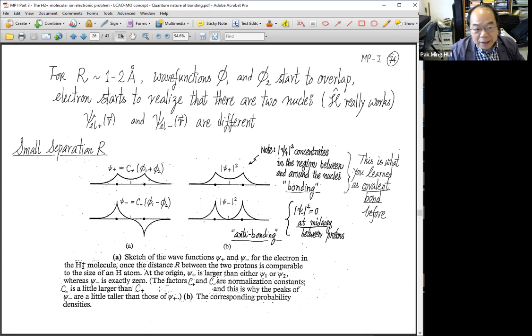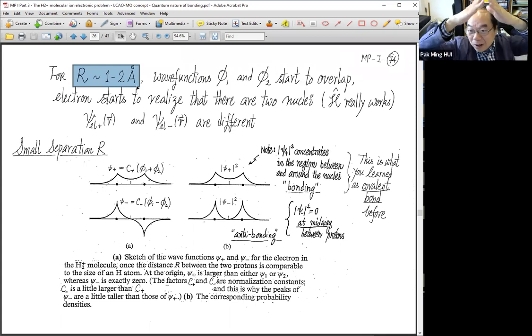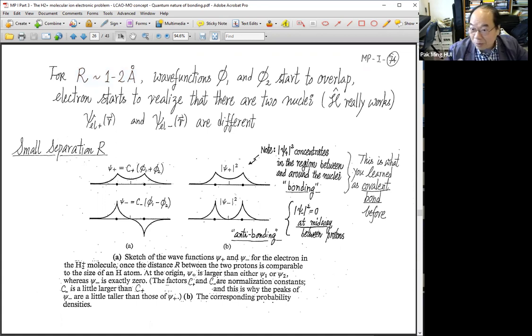More interestingly, we should look at the separation around the bonding or equilibrium separation region. By physics, we know atomic states are 1 or 2 angstroms in spatial extent. So when 2 atoms come together, if their centers are about 1 to 2 angstroms apart, they have a chance to feel each other's presence. So if we look at R of 1 to 2 angstroms, it doesn't matter what value you use, you can plot it out.